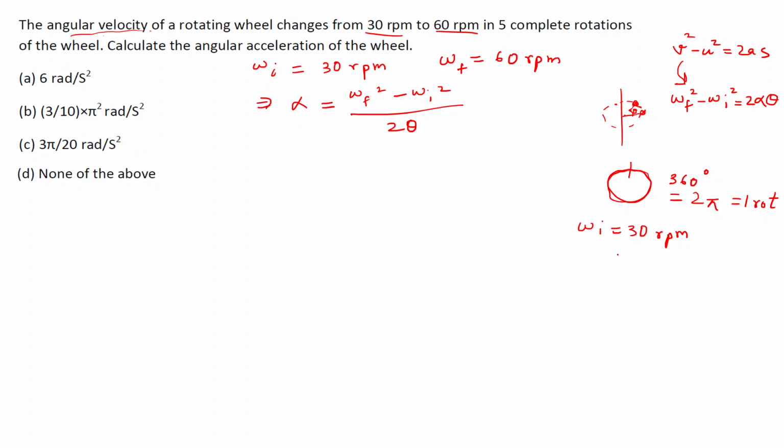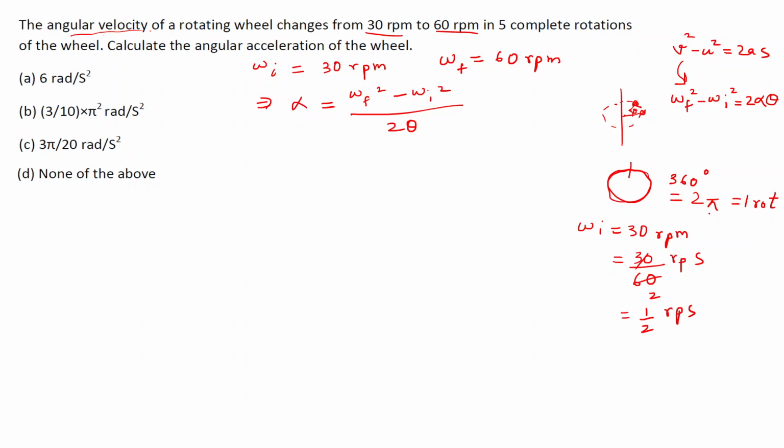30 rotations per minute means 1 minute is 60 seconds. So when I divide by 60, it will become rotations per second. This will be half. That means half rotation per second.